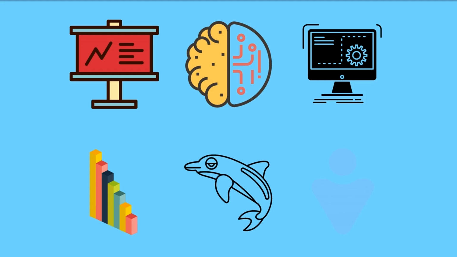Deep learning is an artificial intelligence (AI) function that imitates the workings of the human brain in processing data and creating patterns for use in decision-making.